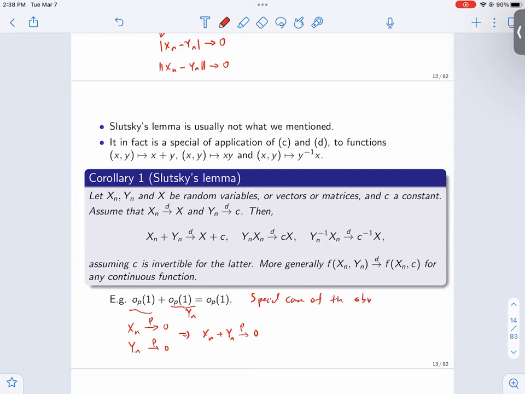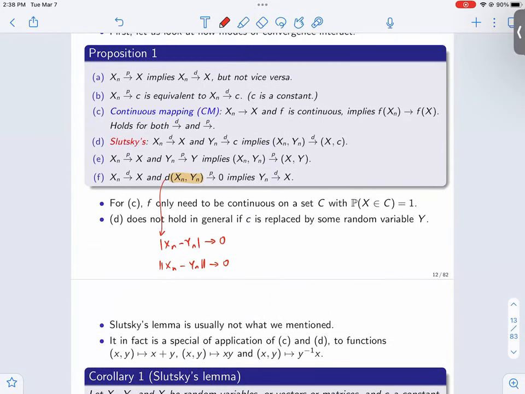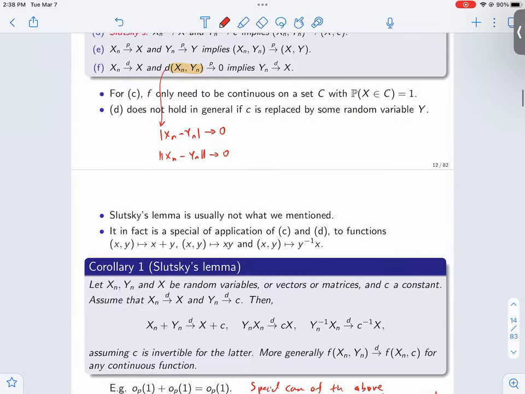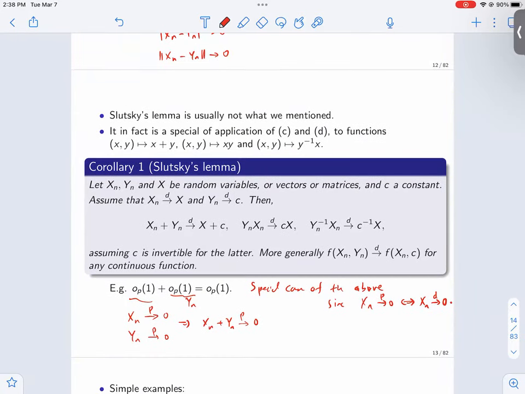The above, since xn converging in probability to zero is equivalent to xn converging in distribution to zero, is basically this property B combined with this corollary. And that is the convention regarding the OP notation and what it means to write OP of one plus OP of one. If you haven't seen these, this might take a while to get used to, like writing 2 plus 2 is 2. It's like that, but it's really not like that. Okay, sounds good.